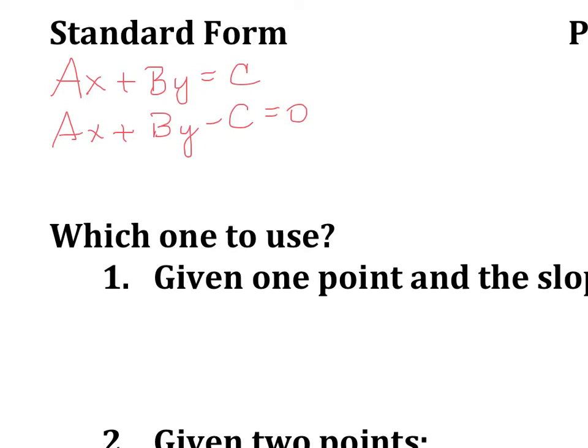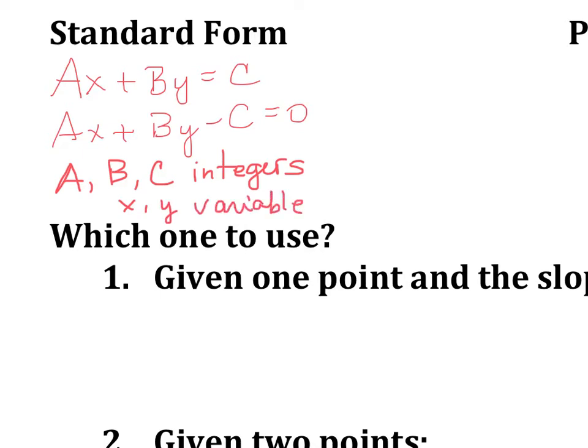So let's talk about the different parts of these. A, B, and C, the capital letters, are all integers. They can be 0, but A and B both can't be 0. Only one can be and still have the equation of a line. And X and Y represent our variables.